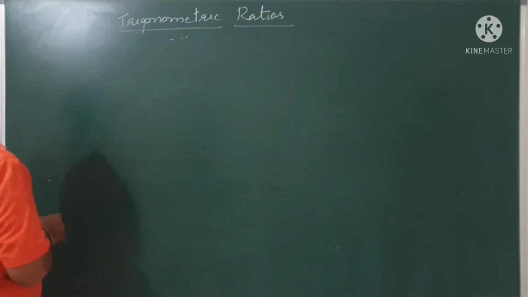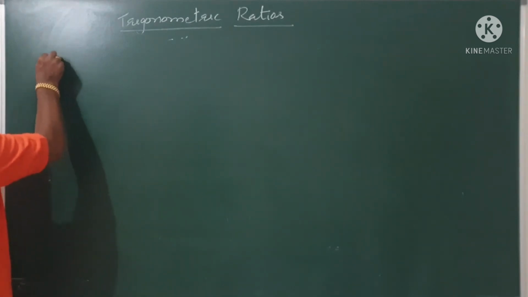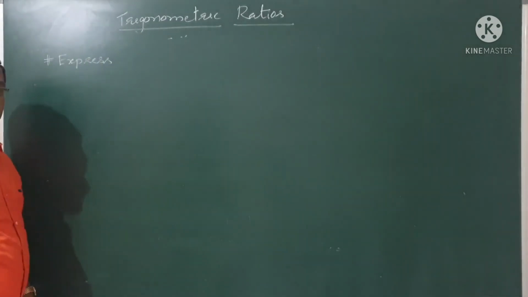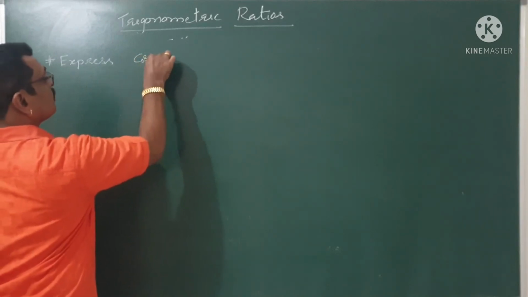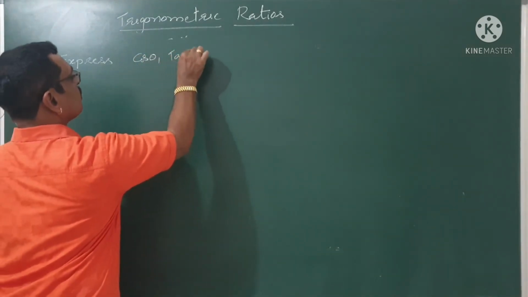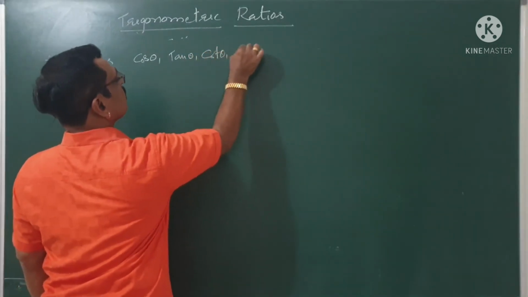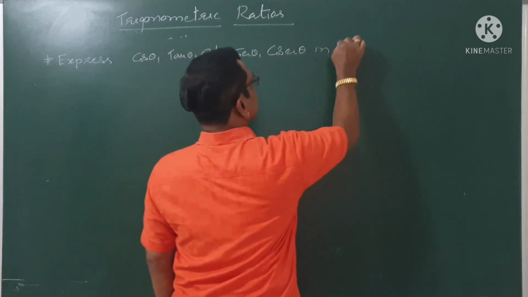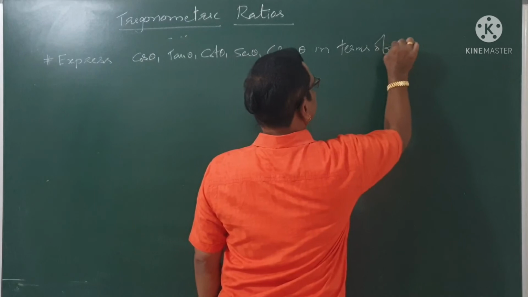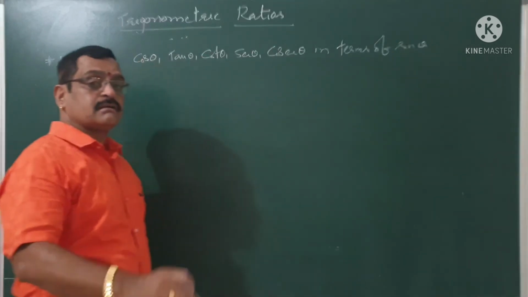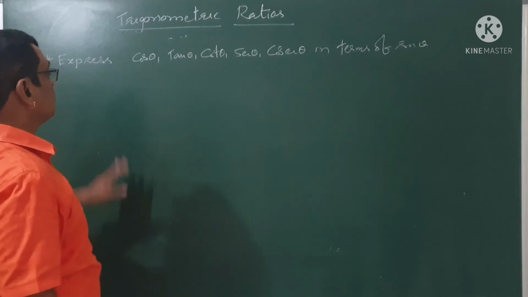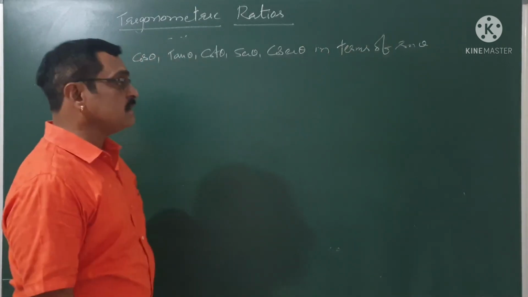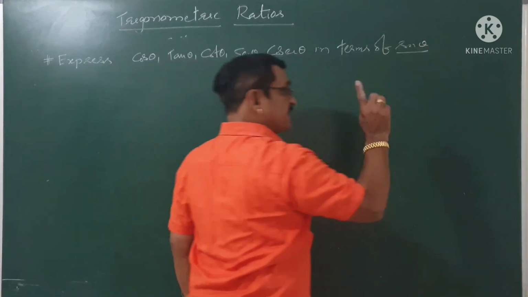For example, I want to express cos theta, tan theta, cot theta, secant theta and cosecant theta in terms of sin theta. This is my aim. I am going to establish a simple method for how I can express cos, tan, cot, secant, cosecant in terms of sin theta.